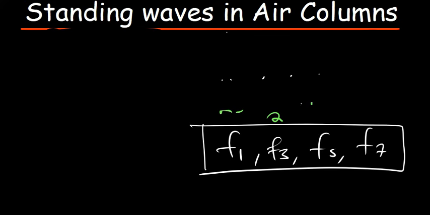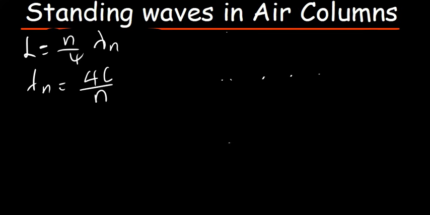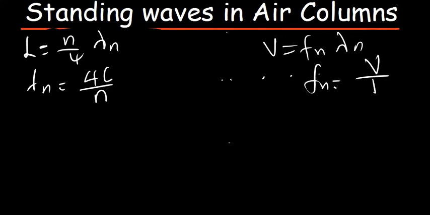If n is equal to 1, so let's just write this: n over 4 times lambda n, meaning lambda n will be equal to, if I make lambda the subject of the formula, 4L divided by n. So V is given by frequency n times lambda n. Let's make frequency the subject of the formula. Frequency n will be equal to V divided by lambda n.